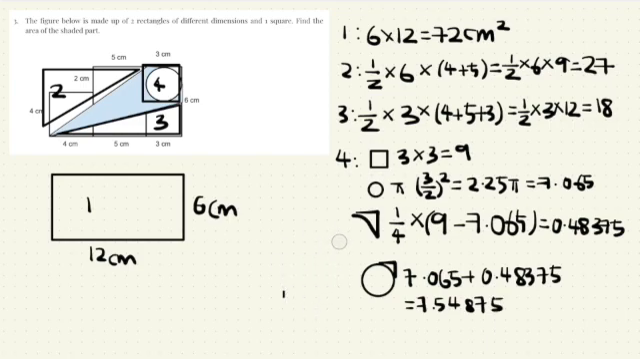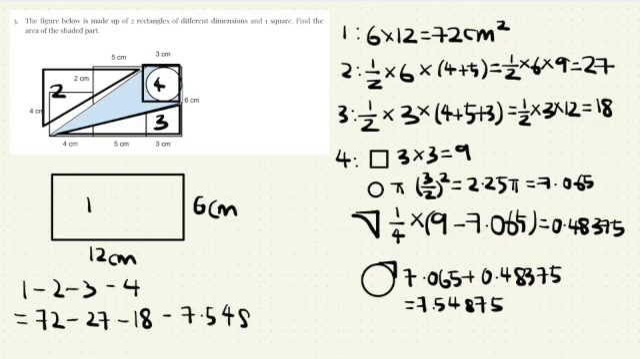Okay, so after getting this, we will then need to use 1 minus 2 minus 3 minus 4. This will be 1 which is 72, minus 2, which is 27, minus 3, which is 18, minus 4, which is 7.54875, and this will give us 19.45125. Rounded off to 2 decimal places will be 19.45. Do you get this correct?